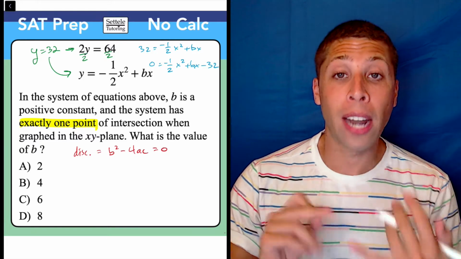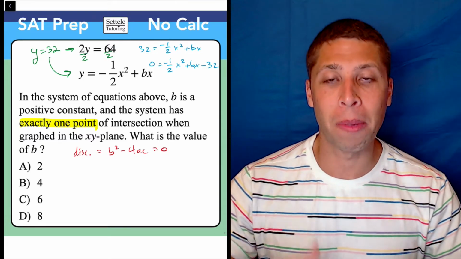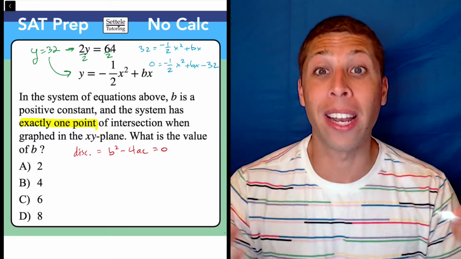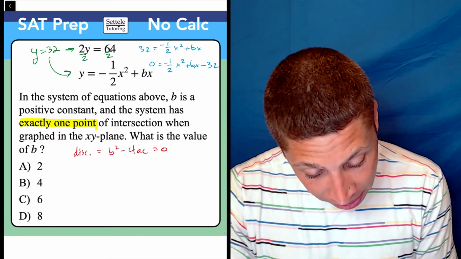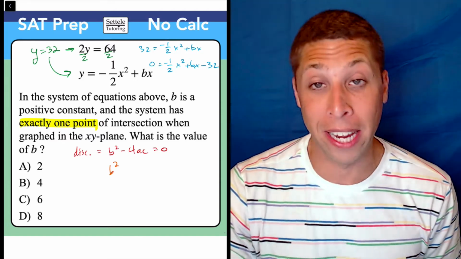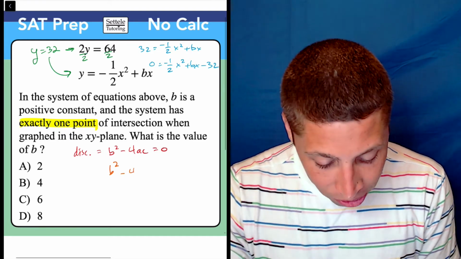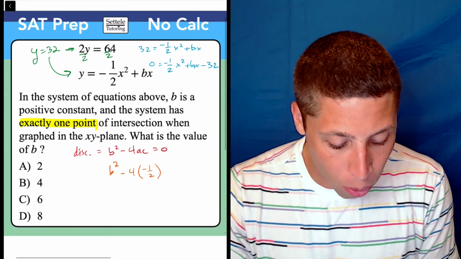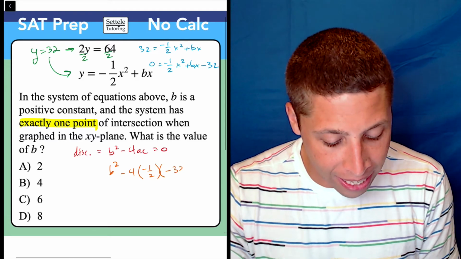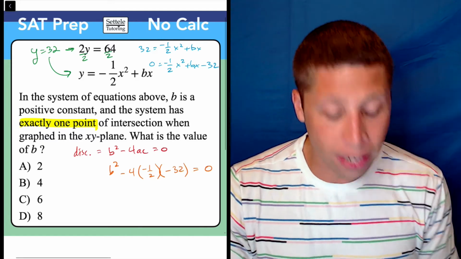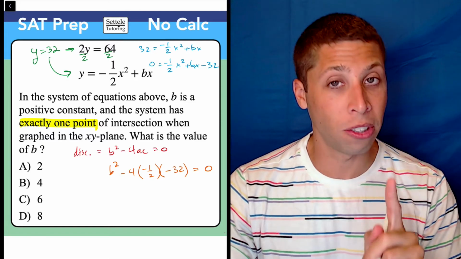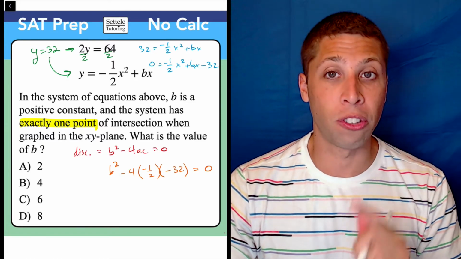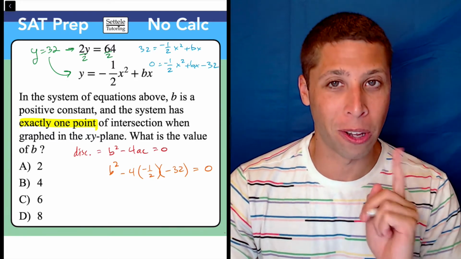And now we have our a, b, and c, which we can plug into the discriminant and set equal to 0 and see what happens. Okay, so let's do that. In this case, b is going to be b, so we'll just leave it as b. That's what we're solving for. Minus 4, well, a is negative 1/2, and c is negative 32. And like I said, if we want this system to have exactly one point of intersection, one solution, it's going to be equal to 0. This is just what happens with the discriminant when we have one solution.